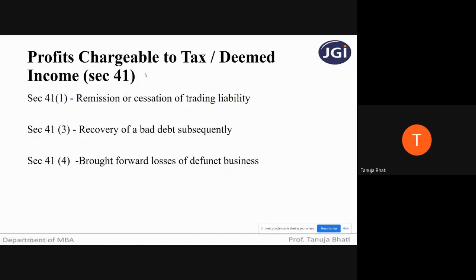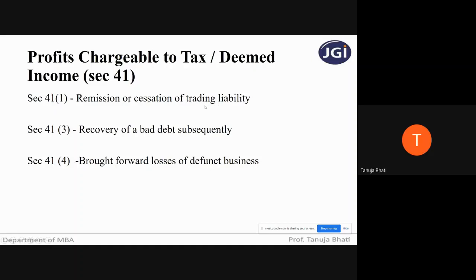Next, profits chargeable to tax, that is deemed income, which we have seen in our format for calculating income from the heads, profits and gains from business and profession. We have added this deemed income in the last. Now what is this deemed income? One by one, let us see. First one is remission or cessation of trading liability. Now what do you mean by remission or cessation of trading liability?